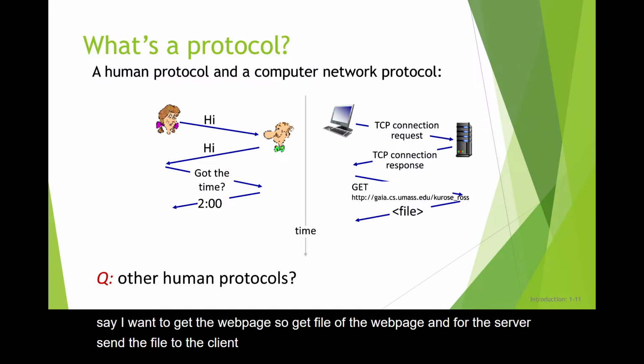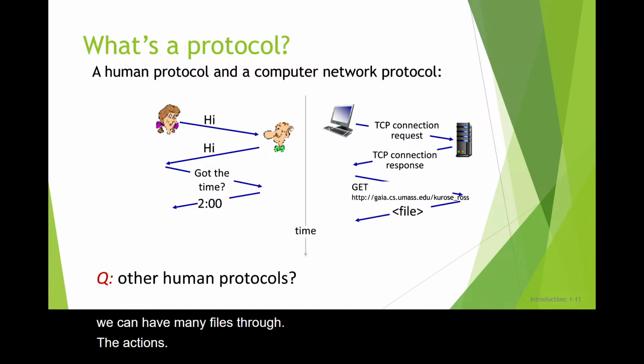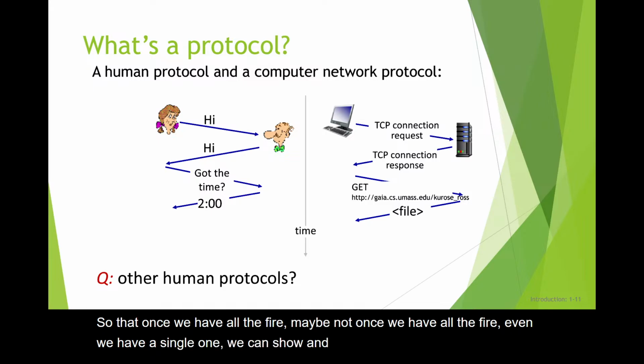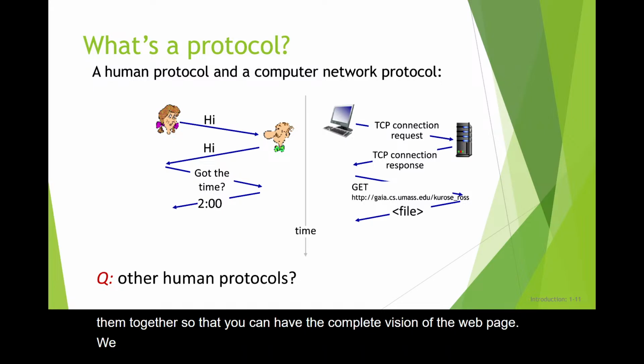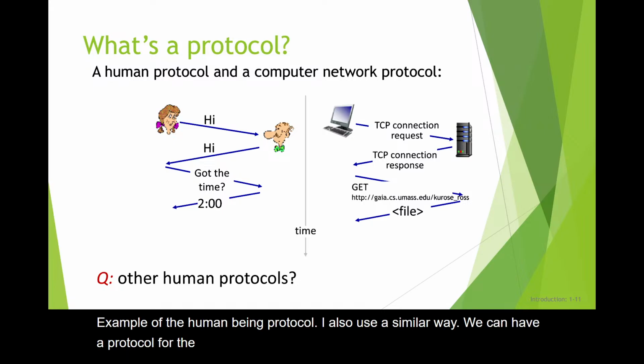And of course, we have many files. Actually, we can have many files through the actions. Maybe not once we have all the files; even if we have a single one, we can show it. And if we have all of the files, we can show them together so that you can have the complete vision of the web page. Well, we just want to directly have the example of the human protocol, and use a similar way to have a protocol for the network, or maybe for the internet.